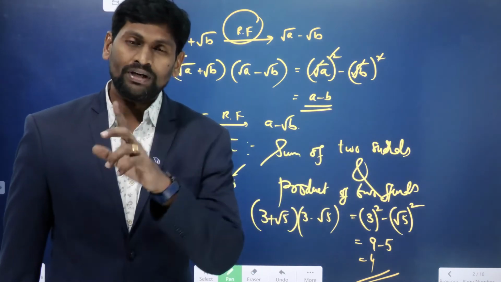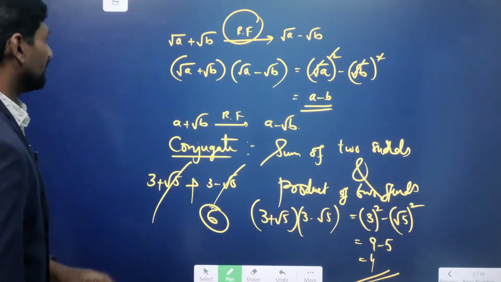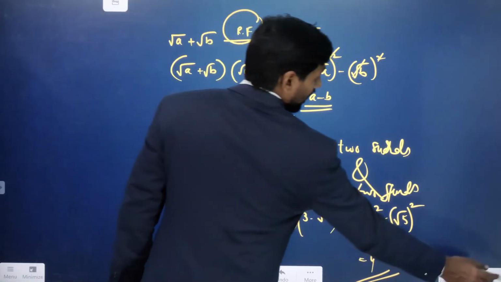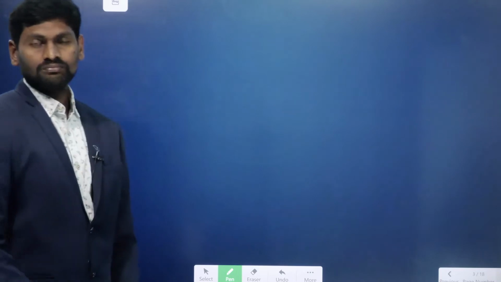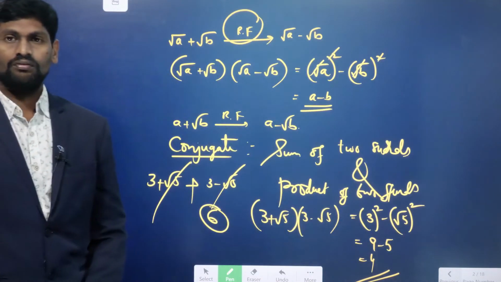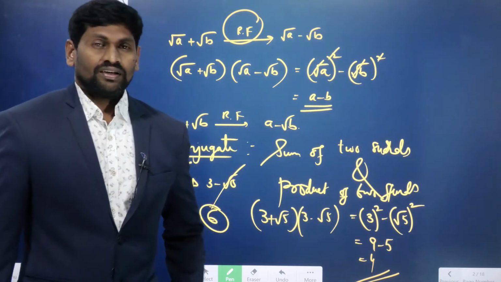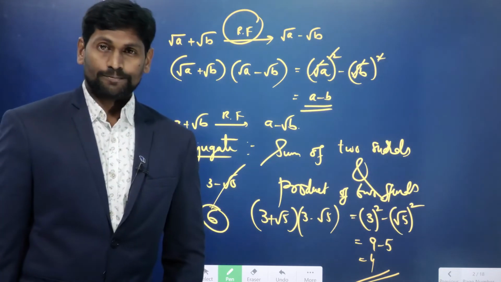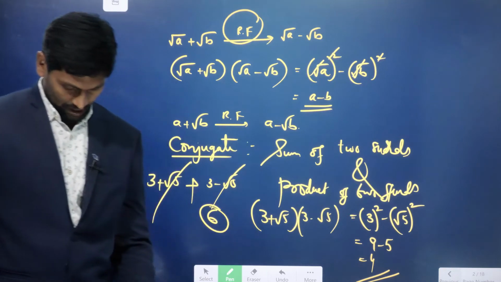Rationalizing factor means only multiply. That is the difference between rationalizing factor and conjugate surd. Clear? Next, we need to go to exercise problems.